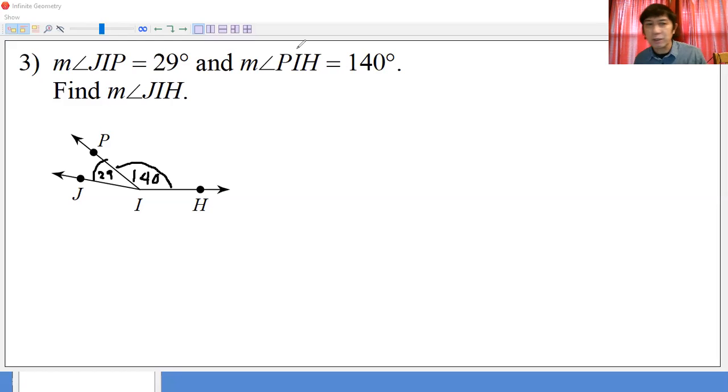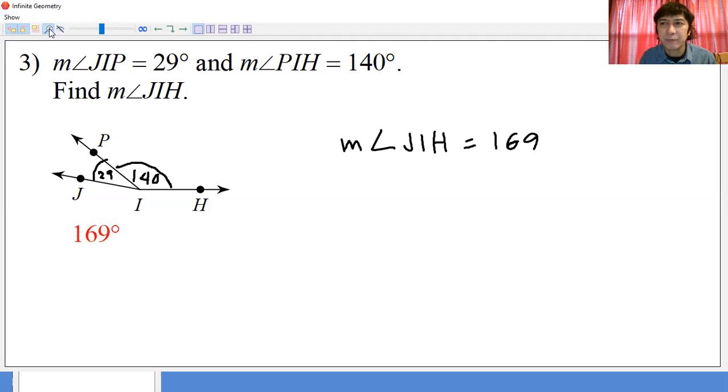So this is just getting the sum, and we can solve it orally. 29 plus 140, that should be 169. You can solve it right away because it's just plain addition. So the measure of angle JIH, our computation, is 169. Let's verify. 169 is the right answer. All right, so that's it. Let's solve the next one. Let's clear the board first.